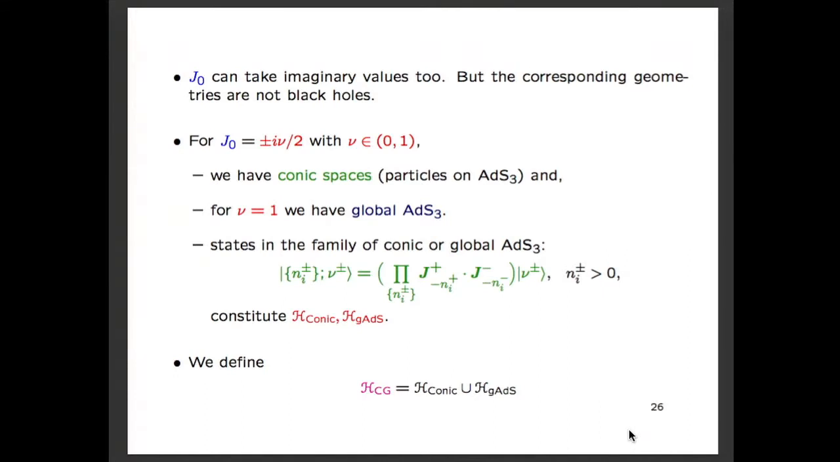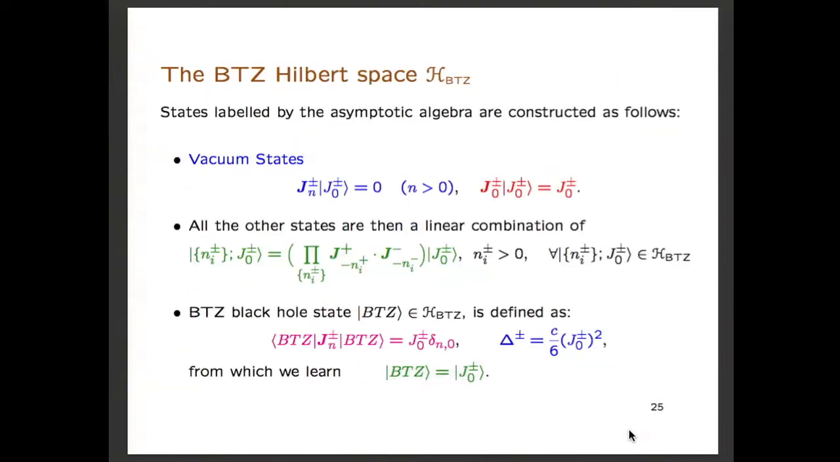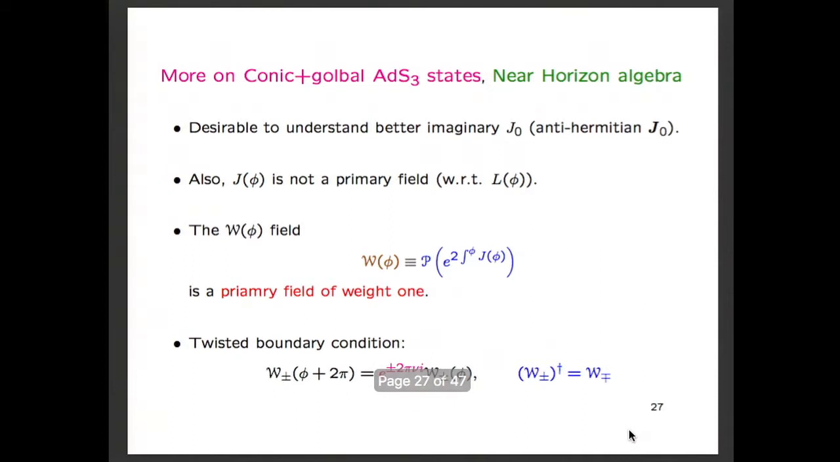I should mention that all these descendants of a BTZ black hole are not a part of its microstates, because you can distinguish these charges if you are away from the horizon. And black hole microstates should not be distinguishable if you're away from the horizon. So we need to look elsewhere for black hole microstates. And this elsewhere is coming now.